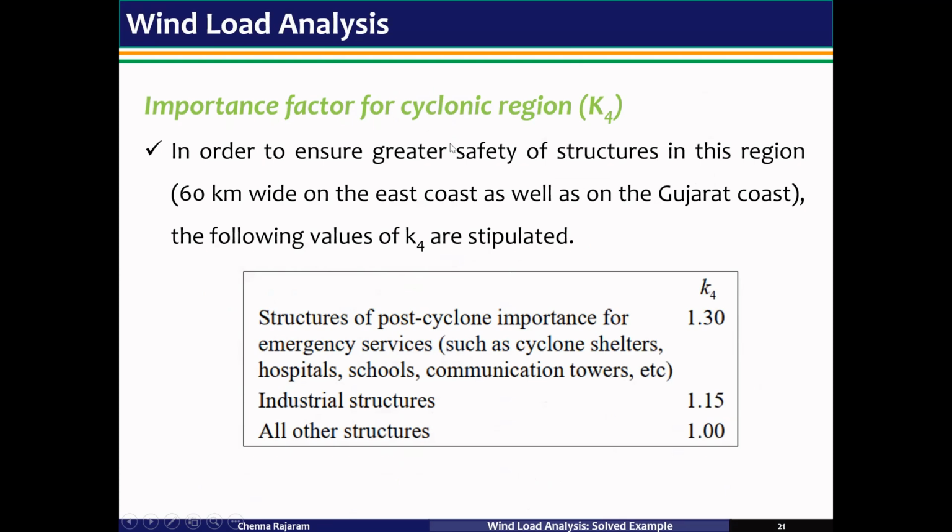Next, K4, the importance factor for cyclonic region. In order to ensure greater safety of structures in this region, that is 60-kilometer wide on the east coast as well as on the Gujarat coast, the following values of K4 are stipulated. For structures of post-cyclonic importance for emergency services such as cyclone shelters, hospitals, schools, communication towers, etc., the K4 factor is 1.3. For industrial structures, the K4 factor is 1.15. For all other structures, the K4 factor is 1. If the structure is not located in the cyclonic region, then we can use the K4 factor as 1.